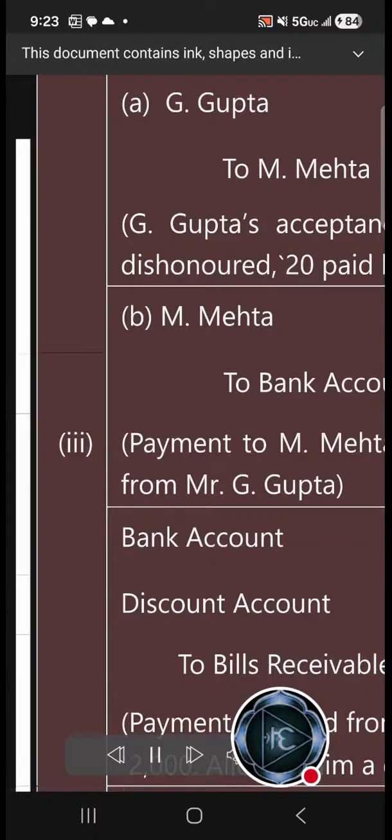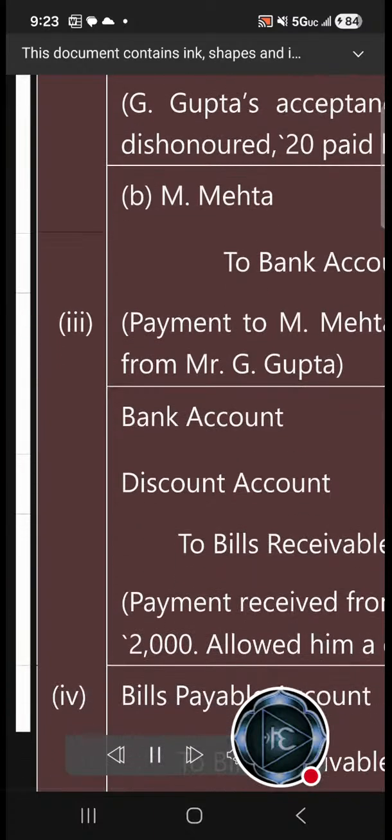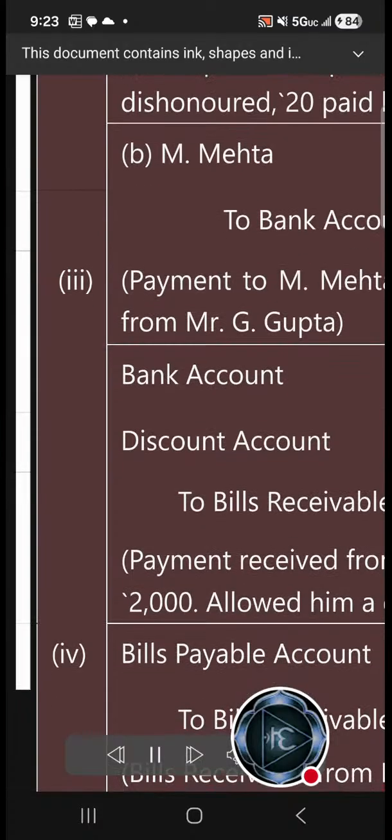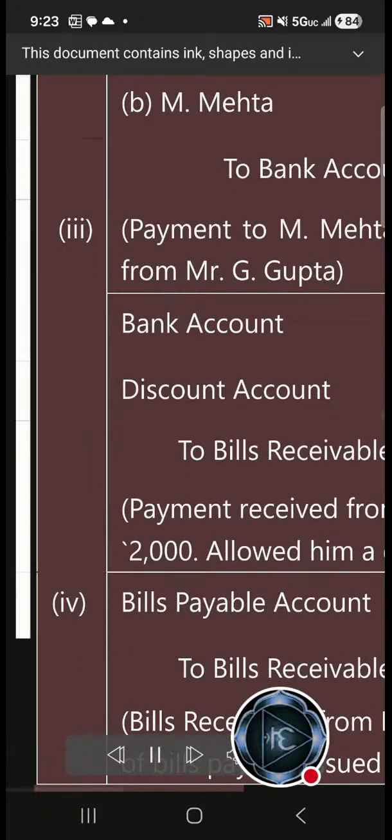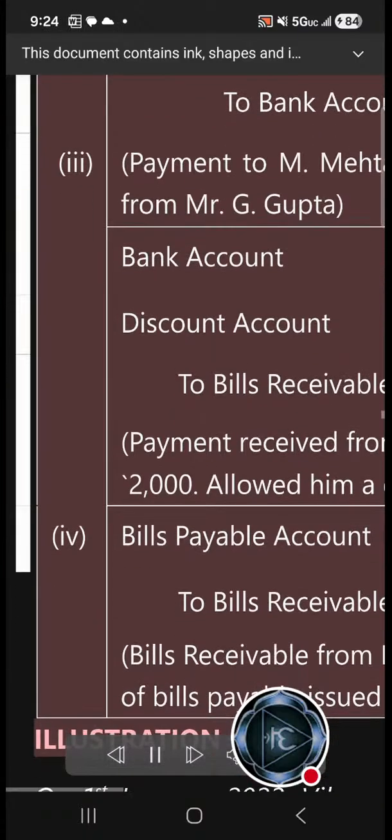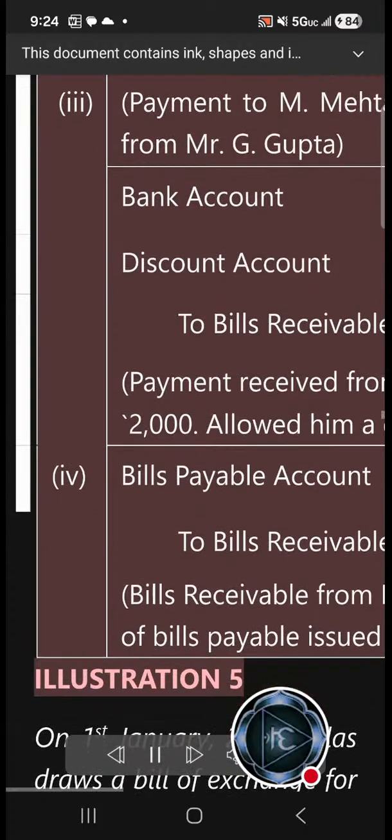2. G. Gupta. Dr. 4,020. To M. Mehta. G. Gupta's acceptance for 4,000 endorsed to M. Mehta dishonored, 20 paid by M. Mehta as noting charges. 4,020. M. Mehta. Dr. 4,020. To bank account: 4,020. 3. Payment to M. Mehta on withdrawal of bill earlier received from Mr. G. Gupta.